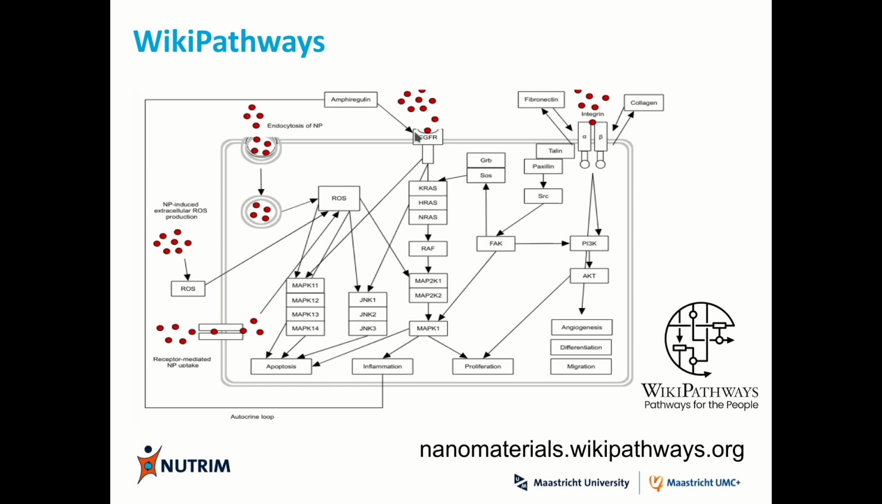Now, a second example of where we have been using these RDF, these semantic web technologies, is our biological pathway database, WikiPathways. And we can see here in red nanoparticles and a number of those molecular initiating events, the first things that happen. And at the same time, we see a lot of downstream effects here. So reactive oxygen species might happen. And in the end, we see a number of different processes like apoptosis, inflammation, proliferation that get affected.